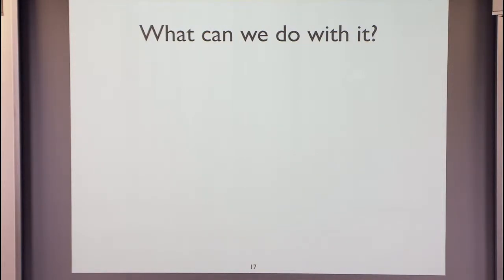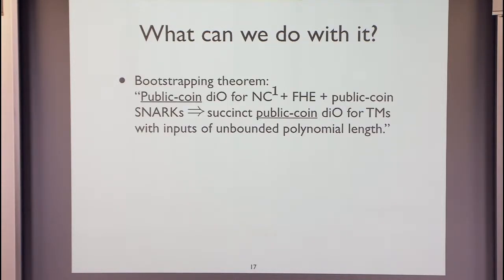By requiring the information to be public coin, maybe in your hybrid arguments you won't be able to use it anymore. Okay? So what we can show is that you can recover the bootstrapping theorem that has been there for DIO. In particular, if you give me a public coin DIO for NC1 and fully homomorphic encryption and snarks, then I can give you succinct public coin DIO for Turing machines, and I don't have to assume any kind of bound on the input length.